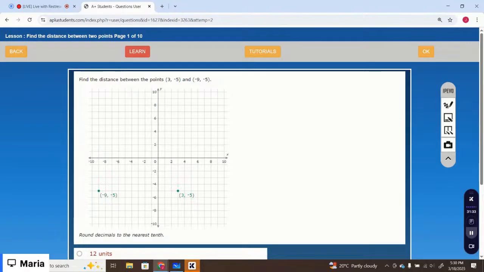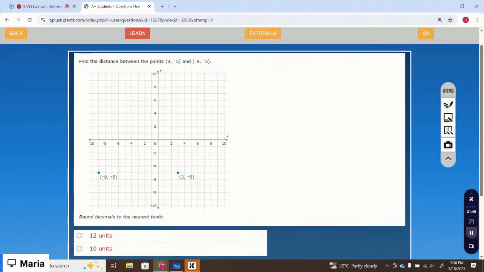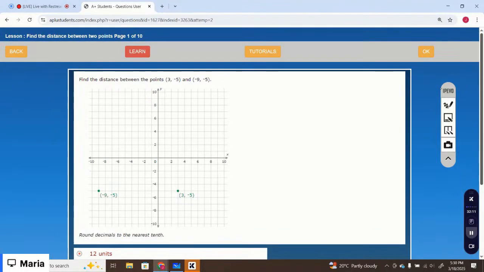Find the distance between the points 3, -5 and -9, -5. So they have the same y coordinate. You just have to find the distance between the x coordinates. That is 9 and 3, 12 units. The distance between the 2 points is 12 units. Option number 1 is the correct option.